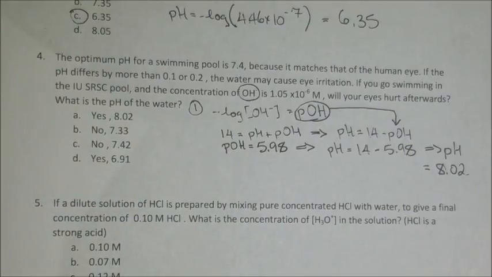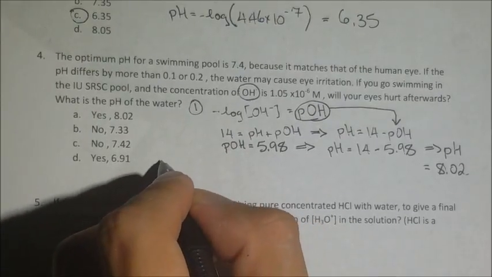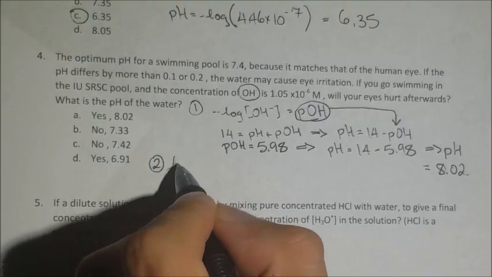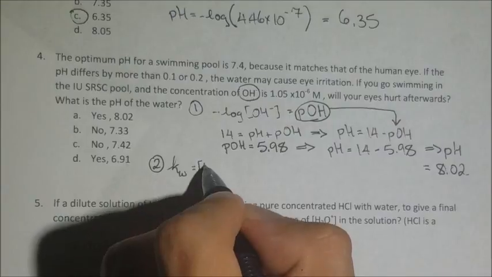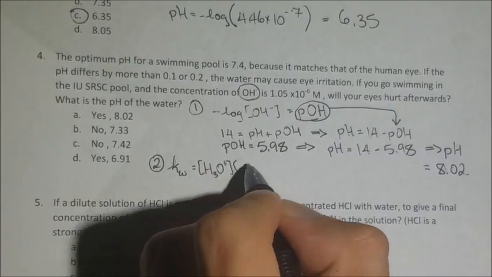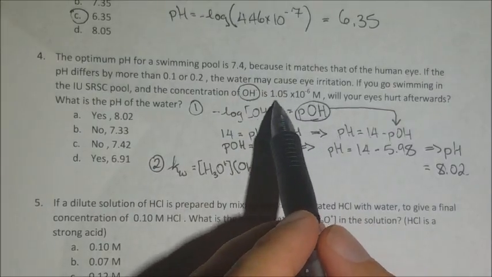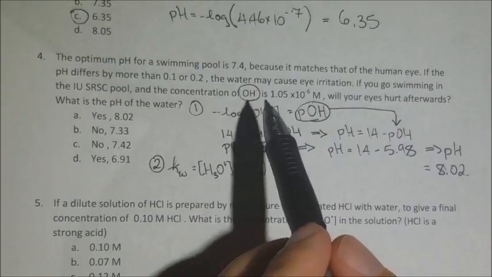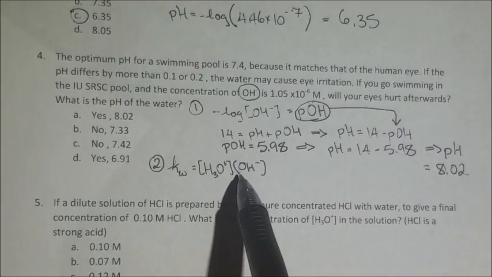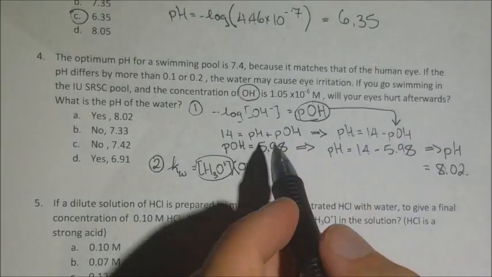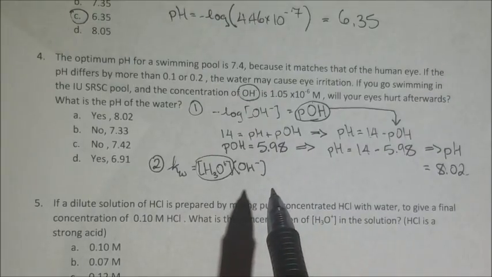This is one way you can do it. Another way you can do it is like this. Here's method number two. Both ways will get you to the same answer, and we'll see this in a second. Remember the Kw equation? Kw equals the hydronium concentration times the hydroxide concentration. Well, we can use this because we are given the hydroxide concentration. So if we take this and plug it into this Kw equation right here, then we can solve for the hydronium concentration. So just the same way that we did in number one.